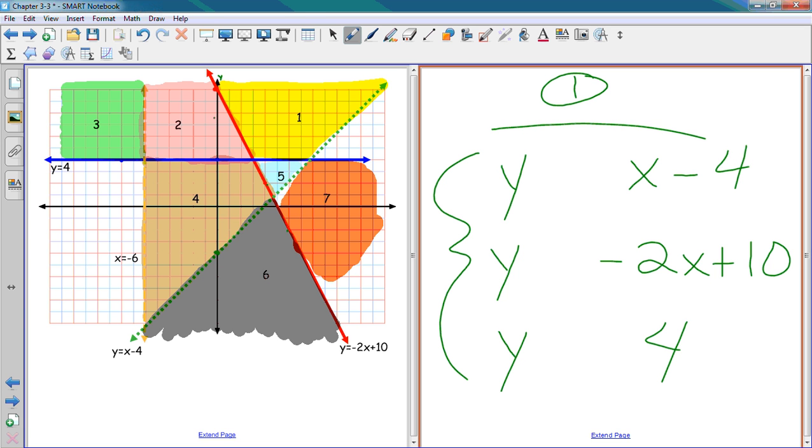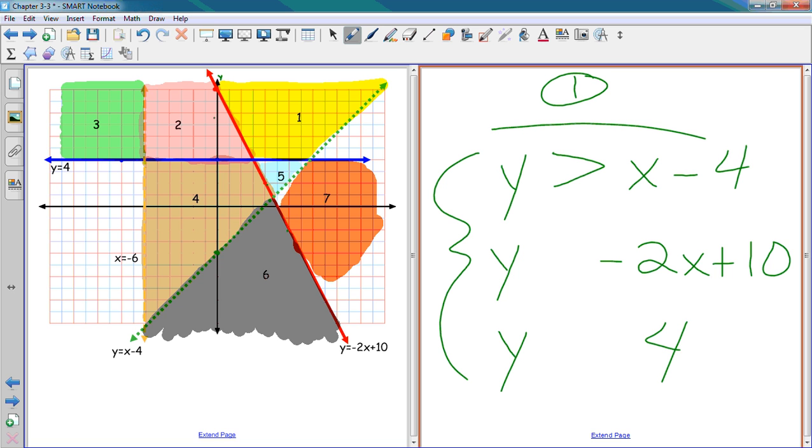So, if I look at x minus 4, or the green dotted line, is the yellow region above or below? Above. So I'm going to use a greater than. Is it greater than or equal to, or just greater than? Just greater than, because of the dotted line.